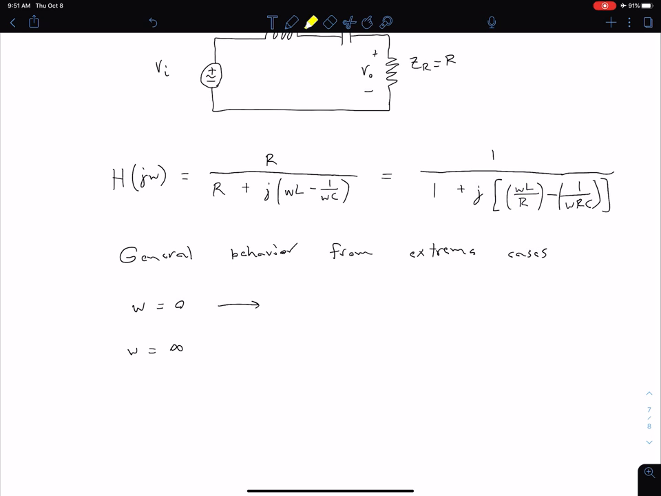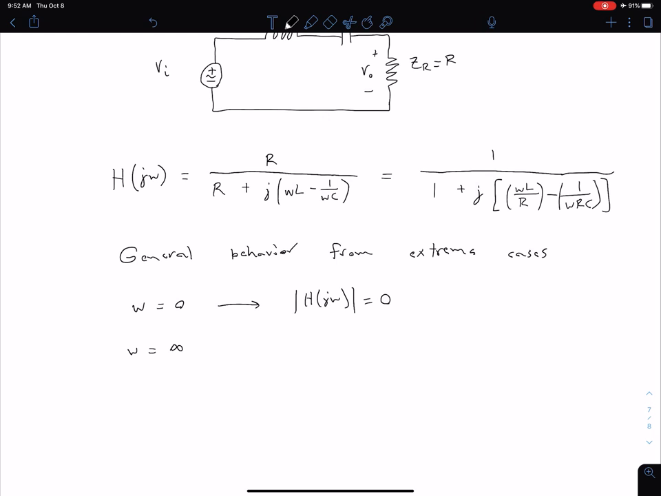Our second term, we have the omega which is going to 0 in the denominator, so that means this term is going to be a very large number, so we're going to have negative infinity in the denominator. So 1 divided by negative infinity is of course going to be 0. So we have that our transfer function magnitude of H of j omega is equal to 0.